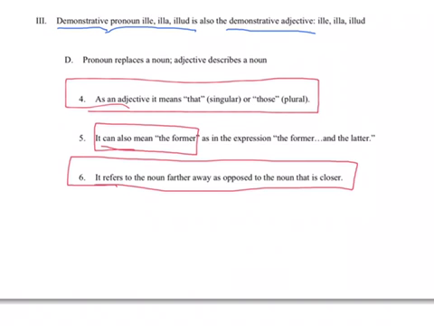Hic, haec, hoc is this, ille, illa, illud is that, and in the plural it would be those things. In both cases, both words are demonstratives. One is the closer thing, one is the thing that is further away.